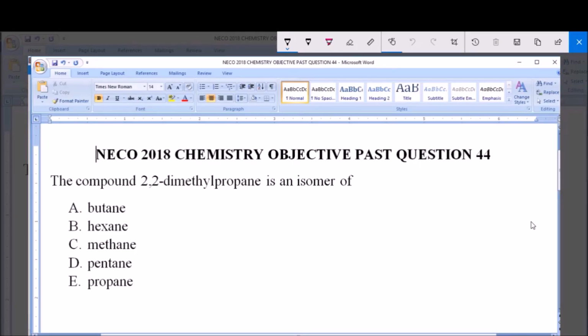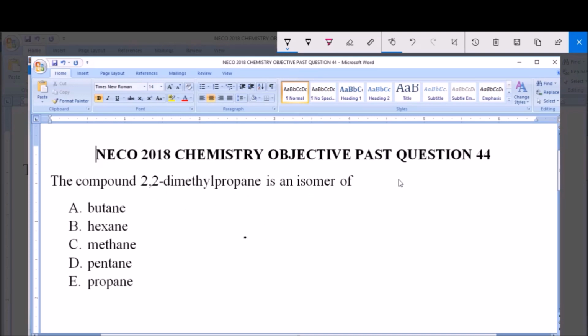I will be answering NECO 2018 Chemistry Objective Past Question 44. The compound 2,2-dimethylpropane is an isomer of: A. Butane, B. Hexane, C. Methane, D. Pentane, and E. Propane.